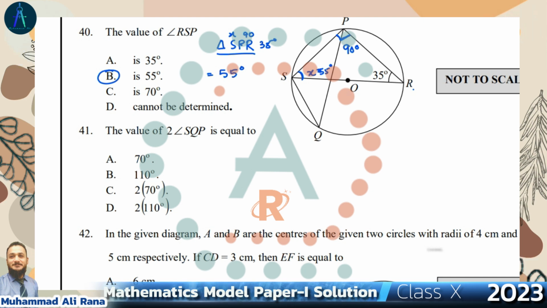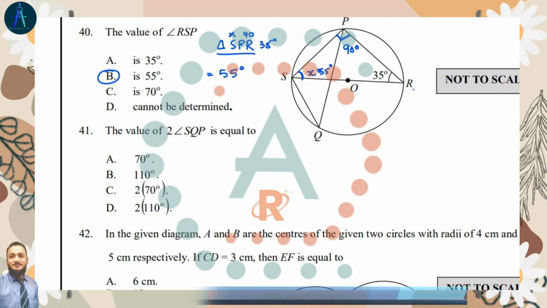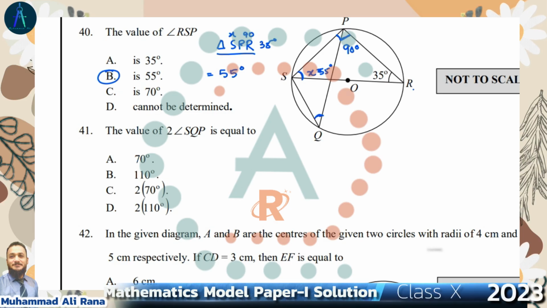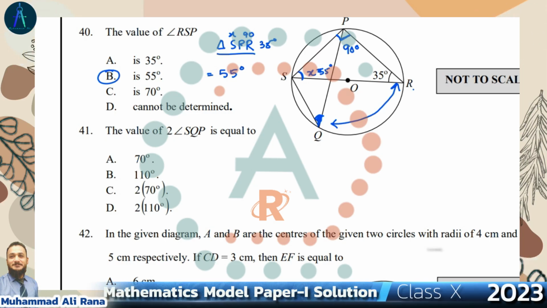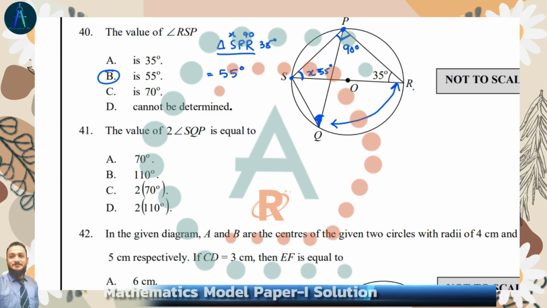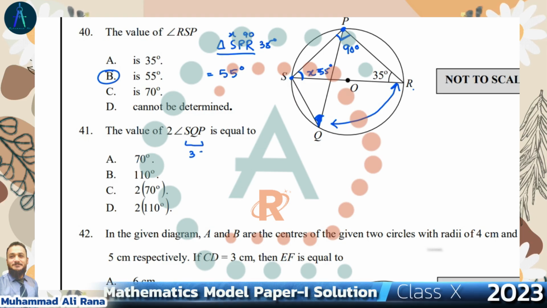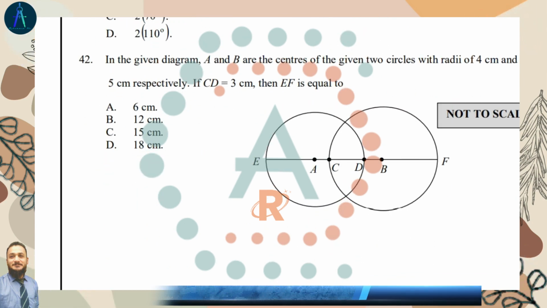Now the value of 2 times SQP. This is the angle SQP, and we have to find 2 times it. As we can see, these 2 angles are angles in the same segment formed by the chord SP. Whenever two angles are formed in a circle on the same chord's endpoints in the same segment, they are always equal, known as angles in the same segment. So this angle is 35, 2 times this angle will be equal to 70. Option A is the right answer.